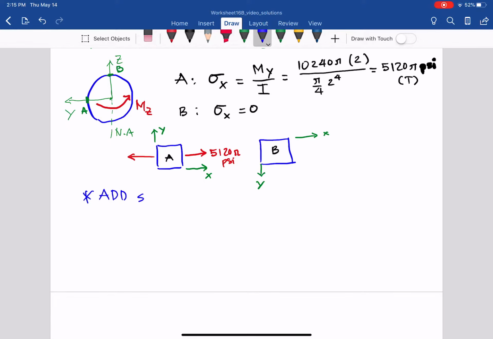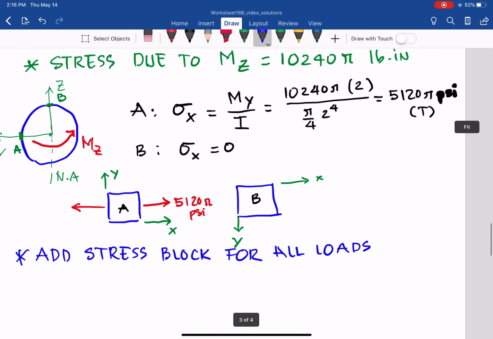Stress block for all the load, right? For all load. Before I move to draw this, I just want to make a correction here.